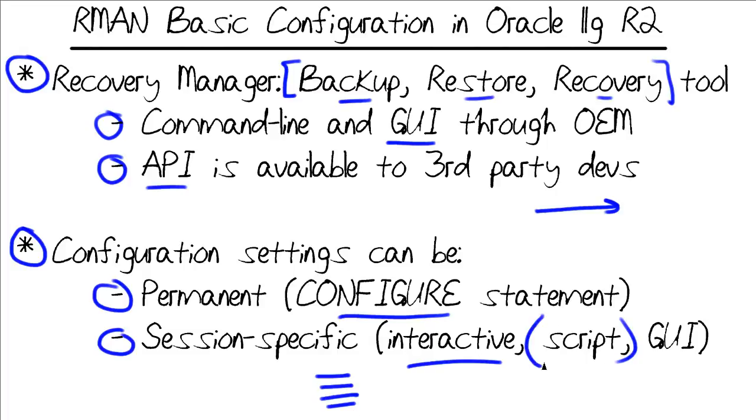Or very commonly what we'll do is write out a script that performs, for instance, a backup routine and configures the environment just for the duration of that script. Or of course through Enterprise Manager, we can tweak ad hoc options using GUI controls that persist only for that one job. Now let's hop into a live instance of Oracle Database and take a closer look.